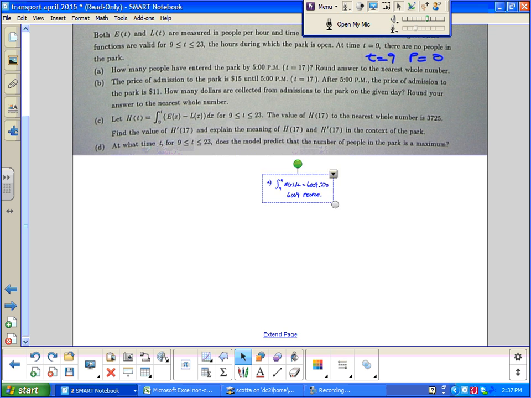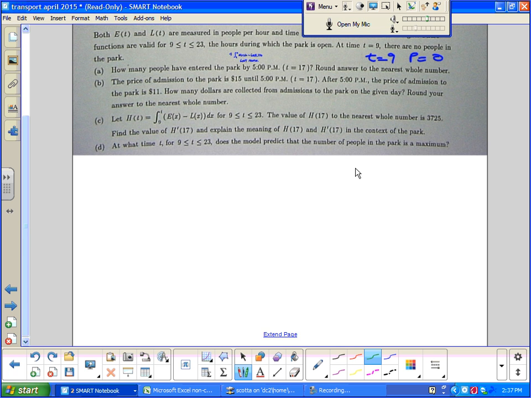Letter B: the price of admission is $15 until 5 p.m. After 5, the price of admission to the park is $11. How many dollars are collected from admissions to the park on the given day? Round your answer to the nearest whole number. Well, you got to see that the units on the cost of admission is $15 per person, so you're going to have to multiply by people to get dollars.